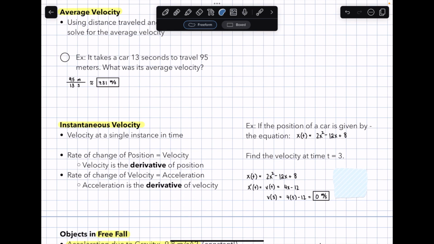Now, a more difficult application of this would be instantaneous velocity, which is the velocity at a single instant in time. Essentially, because objects sometimes don't speed up and slow down at a constant rate, the velocity might be different at different points of the distance. And so the way we calculate this is through these relationships.